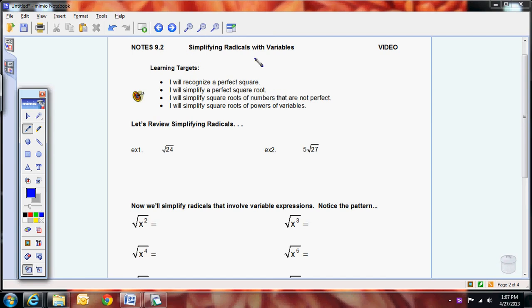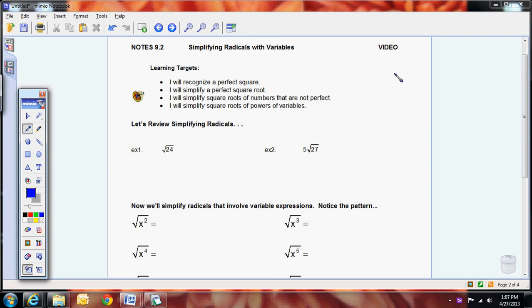And we're going to be simplifying radicals with variables today. You guys are doing a great job just simplifying regular radicals like we did in class. So let's review real quick how to do that. If you have something that's not a perfect square like 24, you have to figure out the biggest perfect square that's a factor of 24.